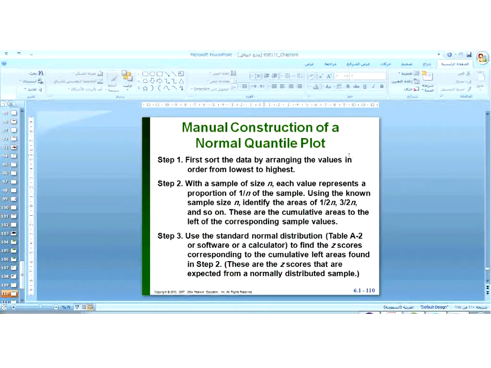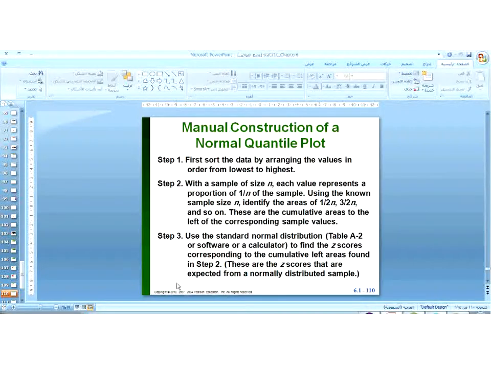First sort the data by arranging the values in order from the lowest to highest. أول شيء نرتبهم من الصغيرة للكبيرة. With a sample of size n, each value represents a proportion of 1 divided by n of the sample. Using the known sample size n, identify the areas of 1 على 2n, 3 على 2n, and so on. These are the cumulative areas to the left of the corresponding sample values.